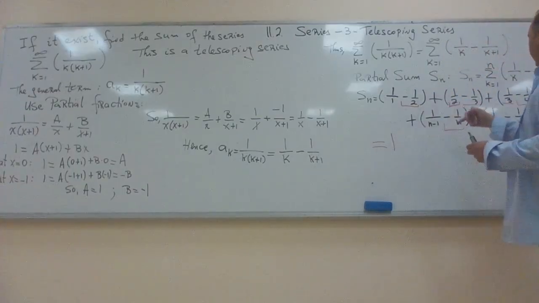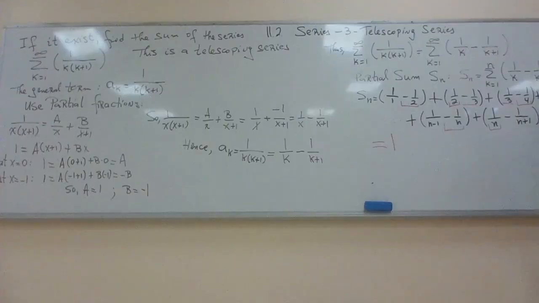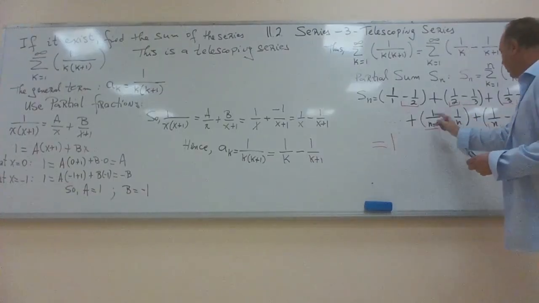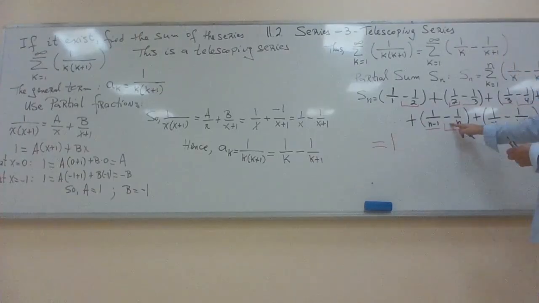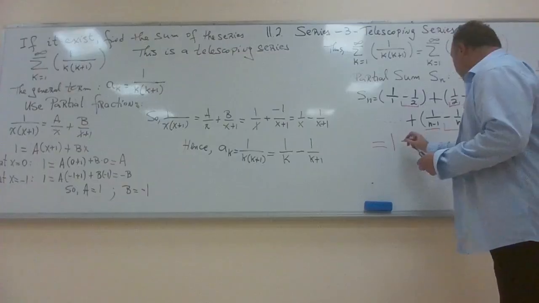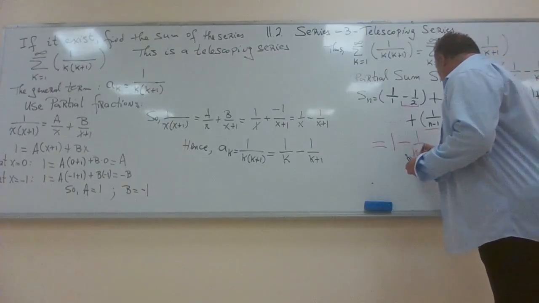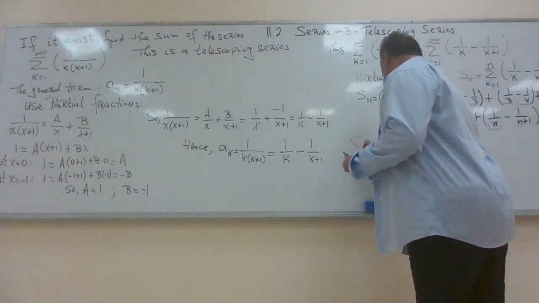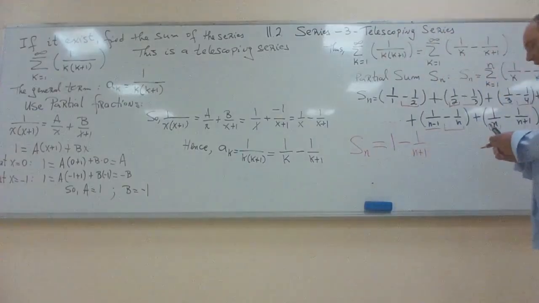Then these two cancel, these two cancel. So everybody is cancelling. This one is also cancelling with the previous guy. Minus 1 over n and 1 over n cancelling. So the survivor here is 1 over n plus 1. So this is my nth term of the partial sum.